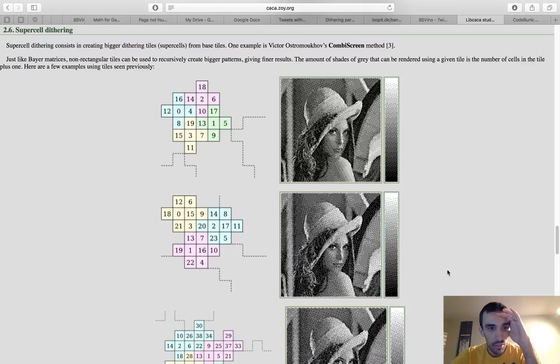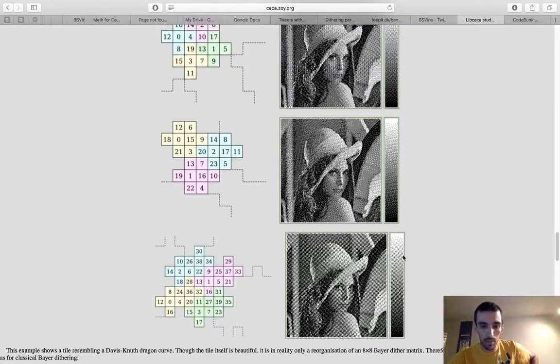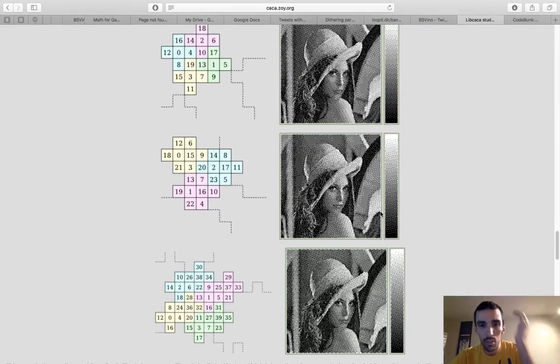Wow, they're getting really into this. Supercell dithering consists in creating bigger dithering tiles from base tiles. Just like Bayer matrices, non-rectangular tiles can be used to recursively create bigger patterns, which is what we're doing. Oh, I see. So it's the same thing with Bayer, where you repeat the tile here, here, here, and then here, but just add one each time you do. And actually, that gets a pretty good result. Take your pick. These are all pretty good. I think I'm liking this one the best, actually.